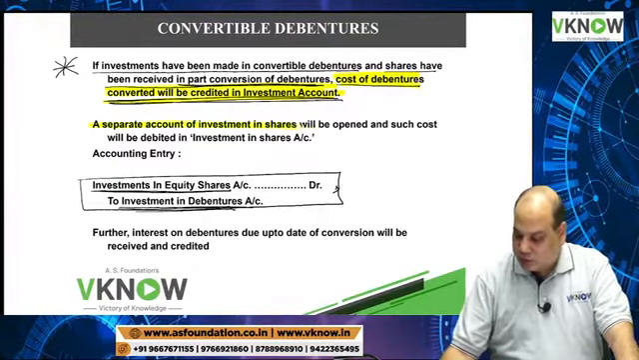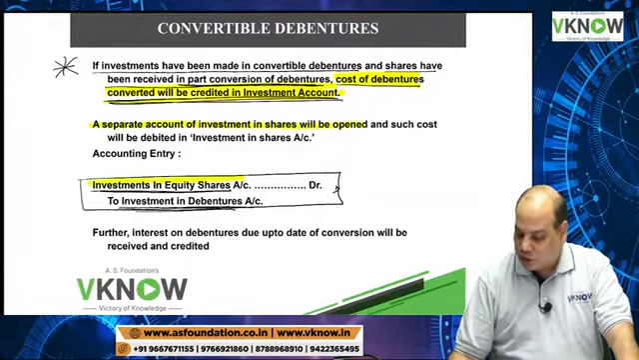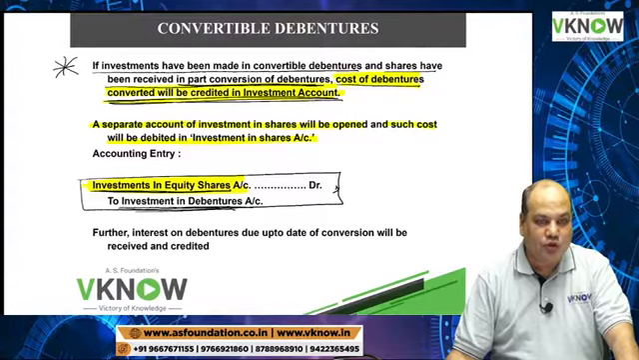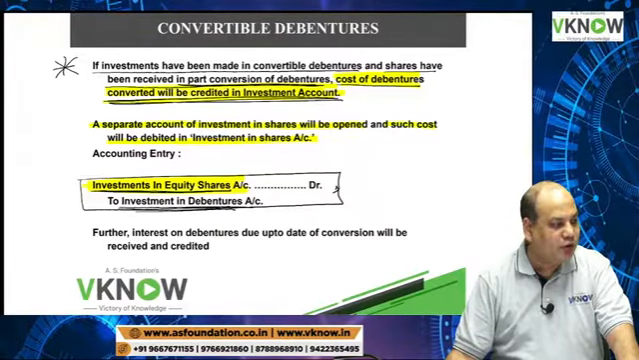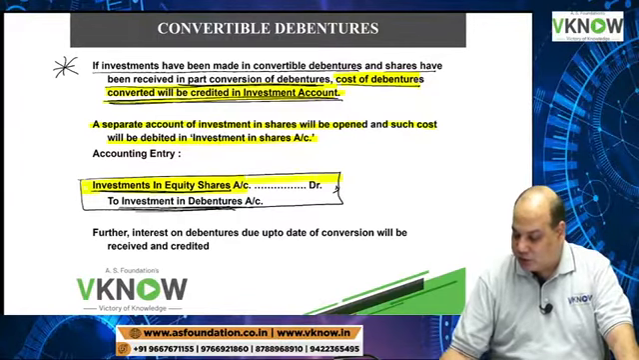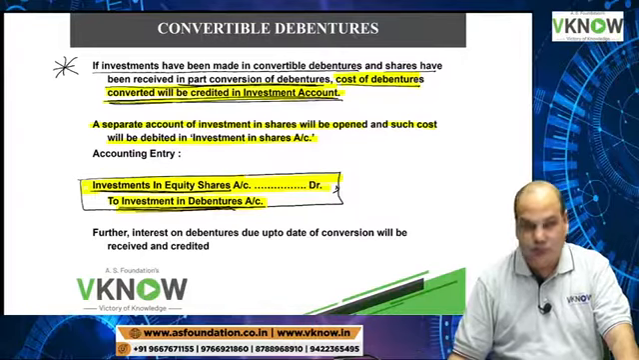A separate account of investment in shares will be opened. So you'll open an account called investment in equity share account, and such cost will be debited to it. So we calculate the cost of debenture which got converted into shares, and debit the investment in equity share account and credit the investment in debenture account.